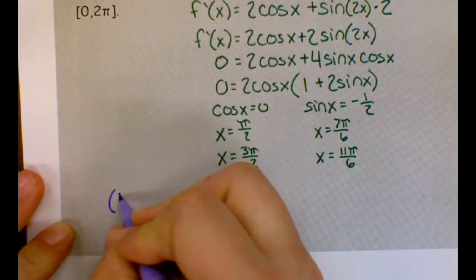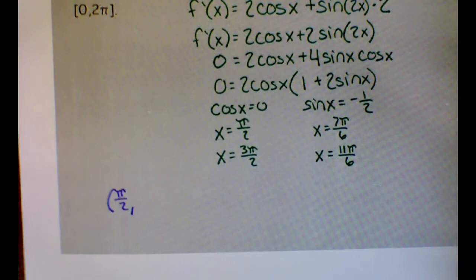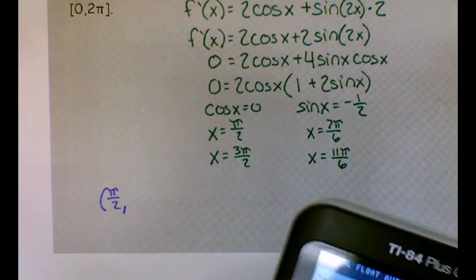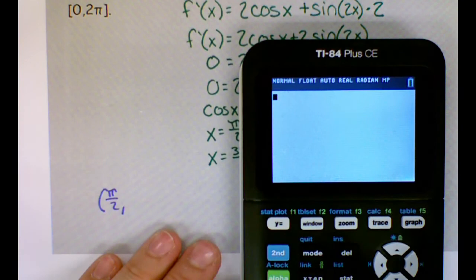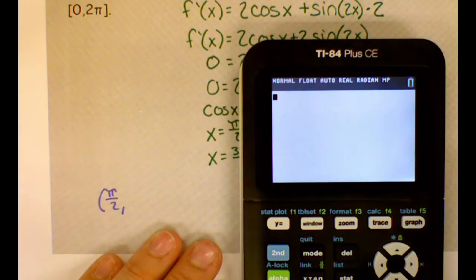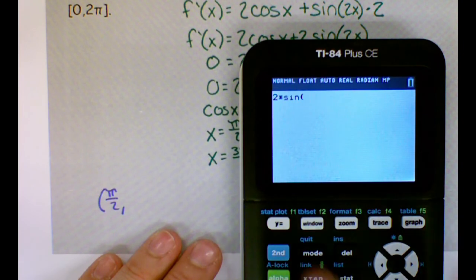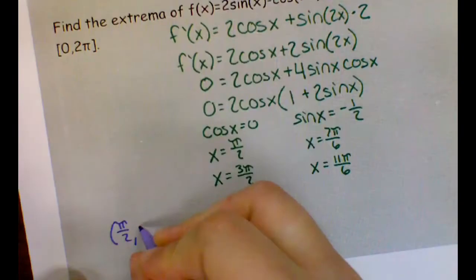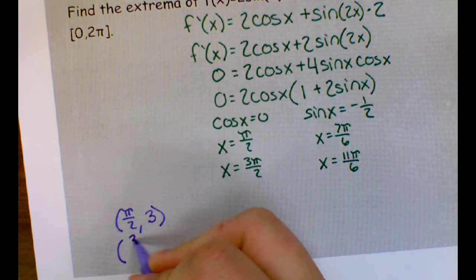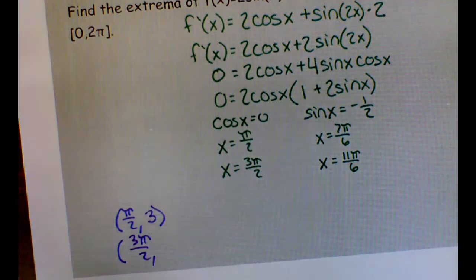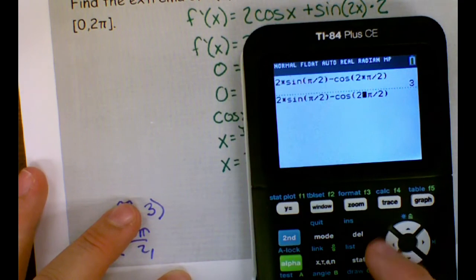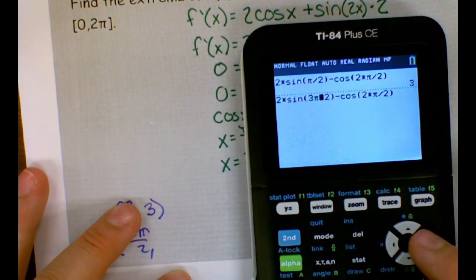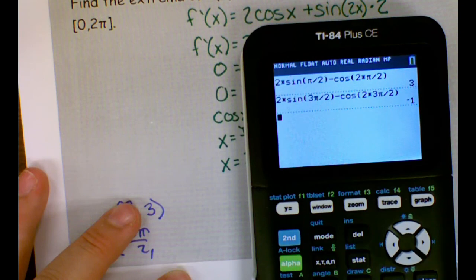So I have pi over 2. If I plug pi over 2 into my original function, you know what? Calculator it is, right? Make sure I'm in radian mode. Perfect, okay. 2 times the sine pi over 2 minus the cosine of 2 times pi over 2, 3. All right, 3 pi over 2. I'm just going to take that same exact equation and insert a 3 in front of my pi. Negative 1.